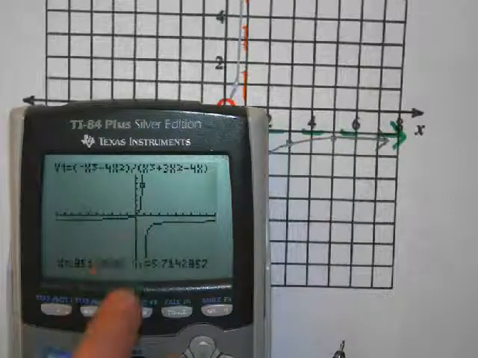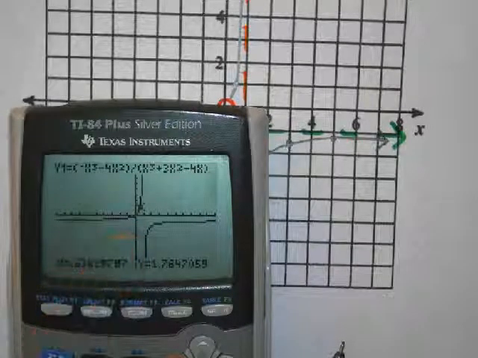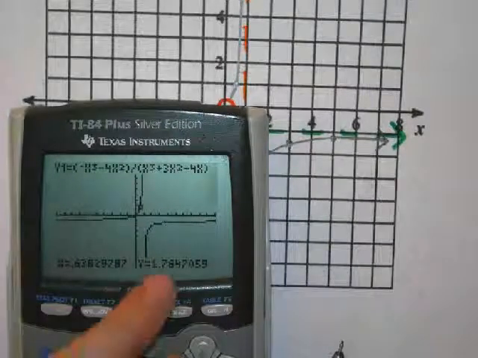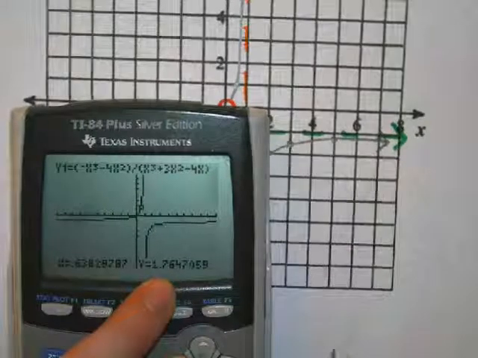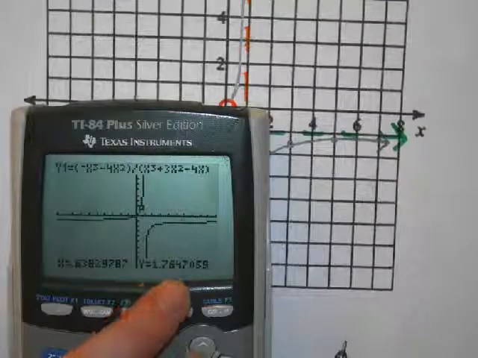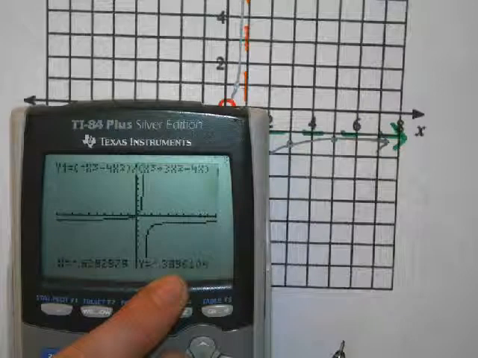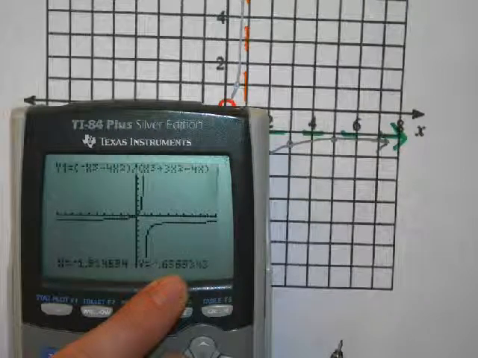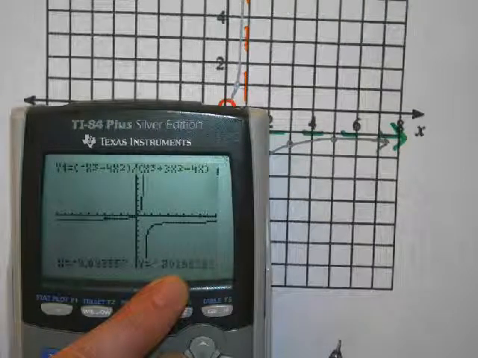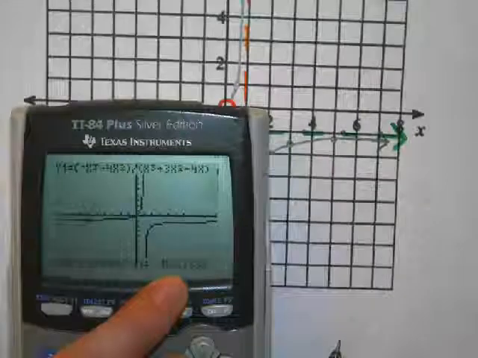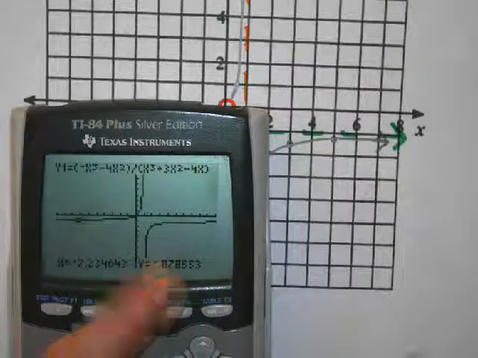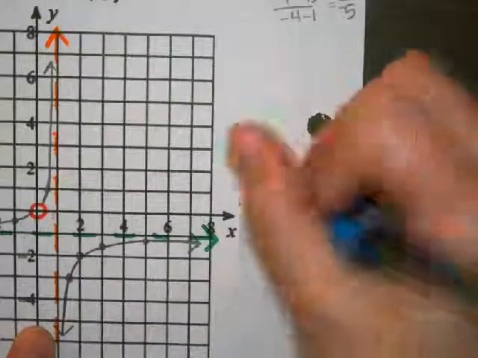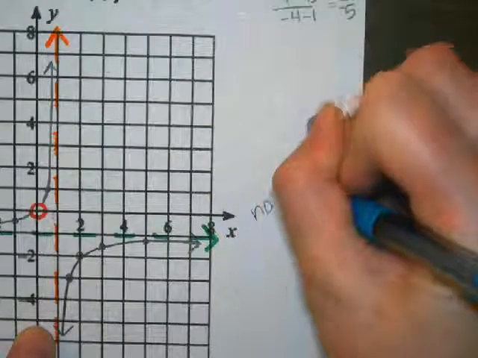If I follow this, if there's anything, it would be a min. So I'm going to watch my y values to see if they go down and then come back up again. They're getting smaller, now more and more negative. So was there a min? No, because it never went down and came back up again. So off to the side, I'm going to say no max and no min.